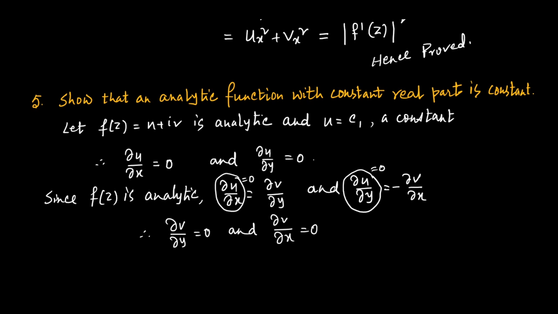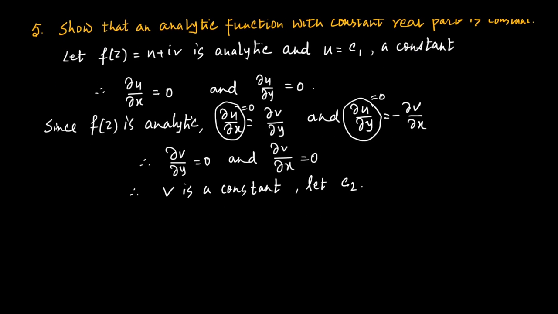Now v is a function of two variables, x and y, and we have seen when we are partially differentiating v with respect to both the variables x and y, in both the cases we are getting 0. Therefore our conclusion is v is a constant. Let it be c2. So therefore f(z) can be written as c1 plus i into c2. That means f(z) is a constant function. So I will now write hence proved.